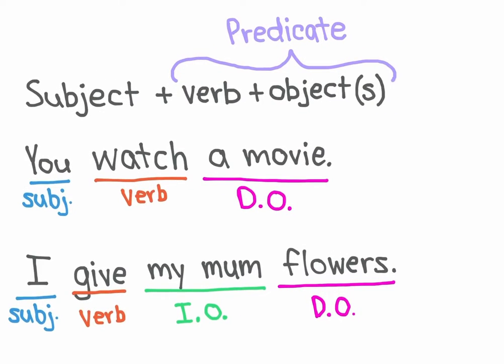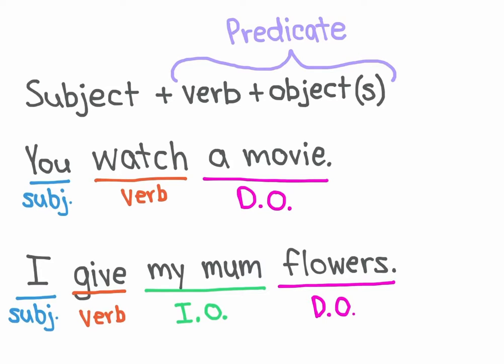So, sentences can be divided in two parts, the subject and the predicate. The subject is the one who does the action, and the predicate is divided in the verb, which is the action, and the objects, which are the ones who receive the action of the subject. The two objects are the indirect object and the direct object.